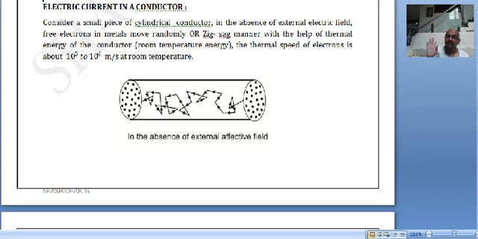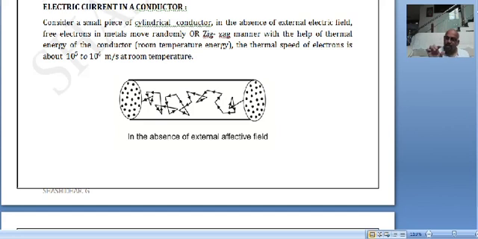In the absence of an external electric field, that means you have not applied any potential difference. Now imagine what happens inside that conductor where the potential difference is not applied. You just have a piece of wire with you, and the two ends are not connected anyway.